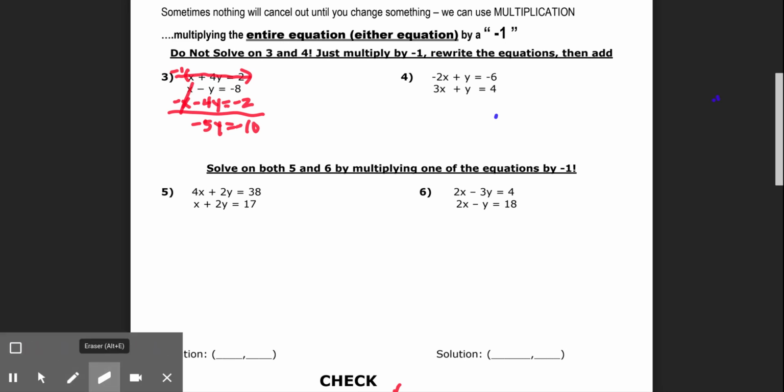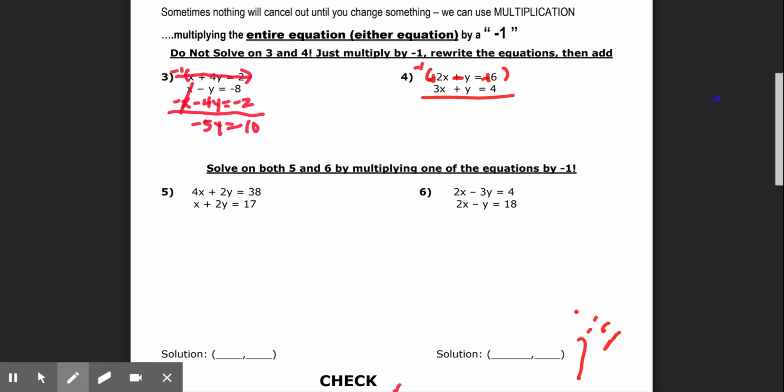All right, let's go ahead and take a look at number 4 here. And we're going to multiply one of the equations by negative 1. I'm just going to do that to the top one. Now, one thing that you could do is, instead of rewriting the equation, when you multiply this by negative 1, that negative 2x will become a positive 2x. That positive y will become a negative y, and that negative 6 will become a positive 6. So that's just something that you could do. Okay, so now we have 2x and 3x is 5x. Negative y and positive y, that cancels out. And now we have 6 plus 4 is 10.